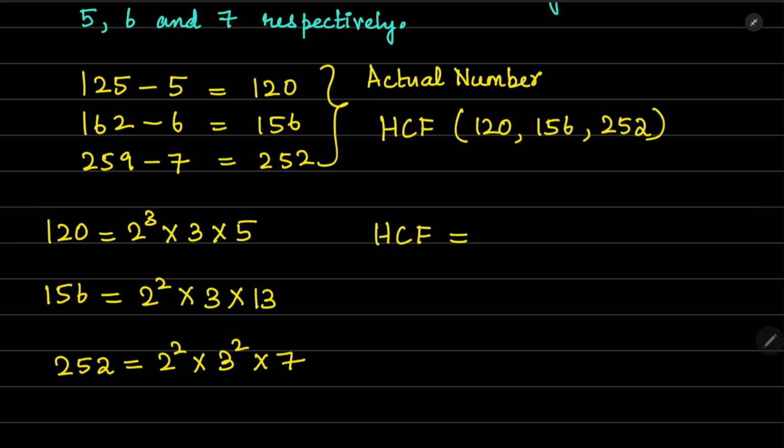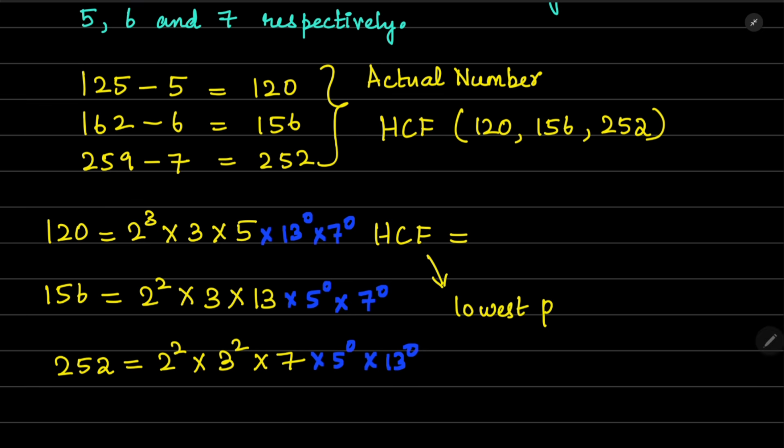So I'm going to put 5 raised to the power 0, and 13 is not here, so 13 to the power 0. Here you don't have 7, so 7 to the power 0. I'm just making sure that I have common factors in all the three numbers. Now let me take the HCF. HCF is nothing but, for all the common factors, you have to take the lowest power.